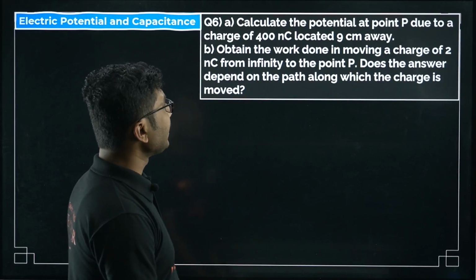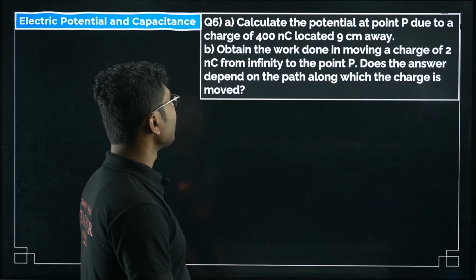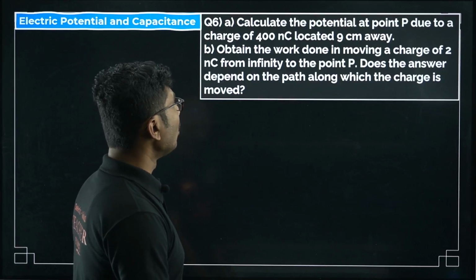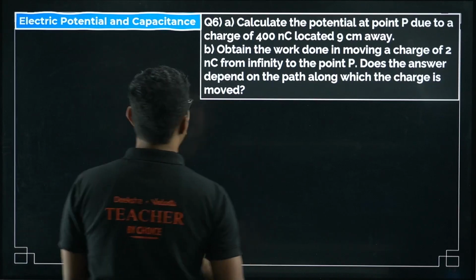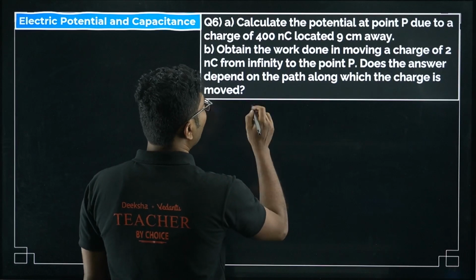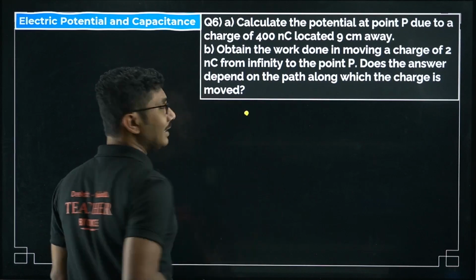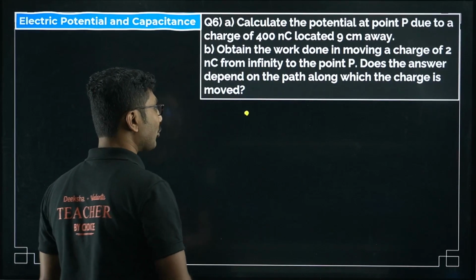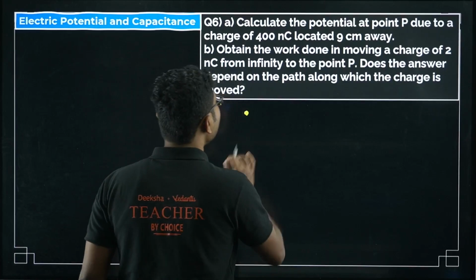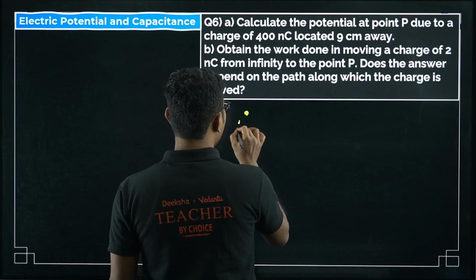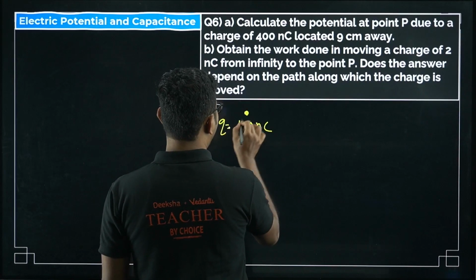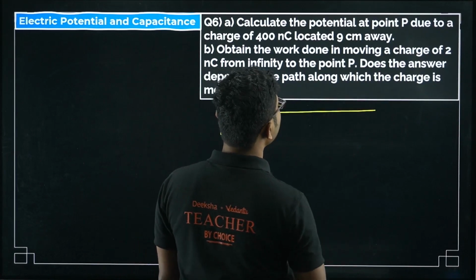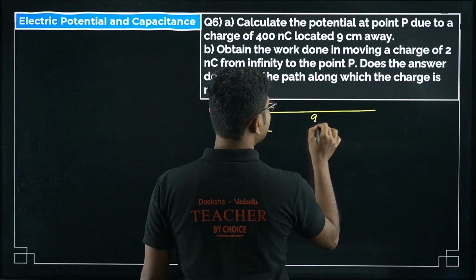Calculate the potential at point P due to a charge of 400 nanocoulomb located 9 centimeter away. Okay, so first we have to find the potential. Previously we were finding electric field, now we are solving potential. Potential, trust me, is very easy. So charge is given, 400 nanocoulomb, and we are trying to find potential located 9 centimeter away.